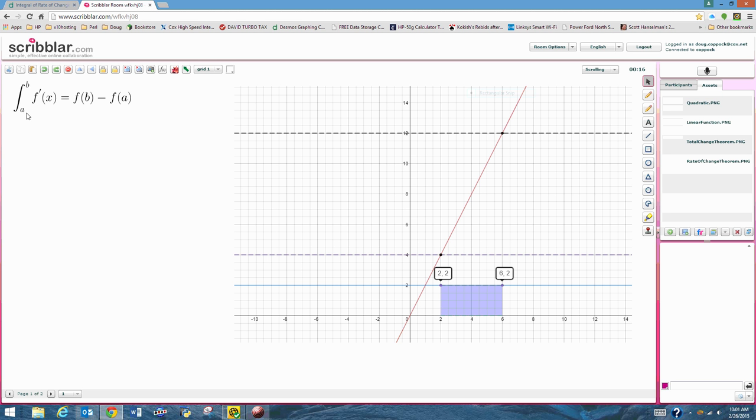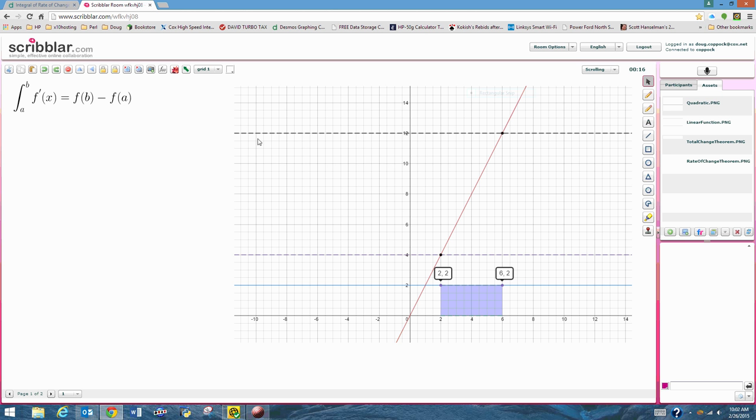So this theorem says that when we have a change in x for the original function from, let's say, 2 to 6, then there's a corresponding change in the y value, and that the definite integral from a to b of the rate of change function will give the change in y for the original function.